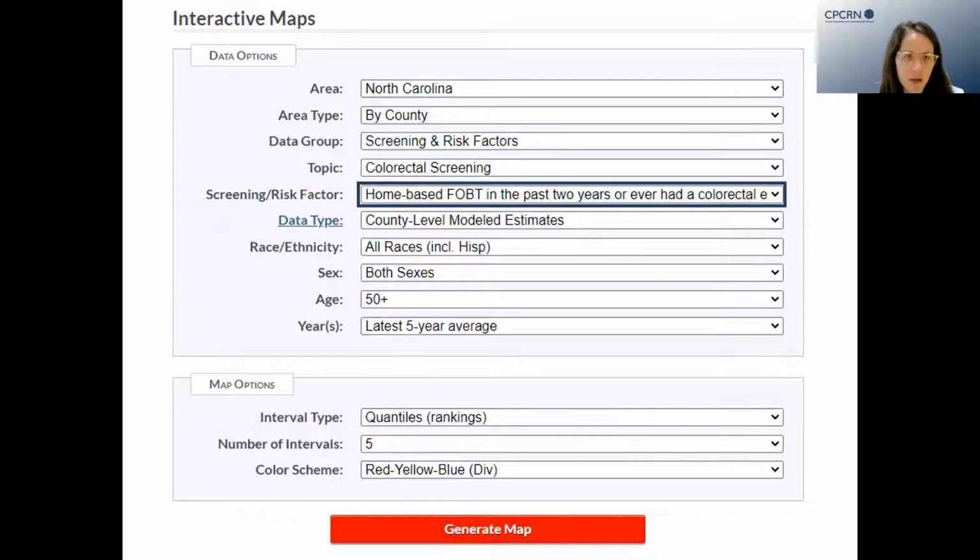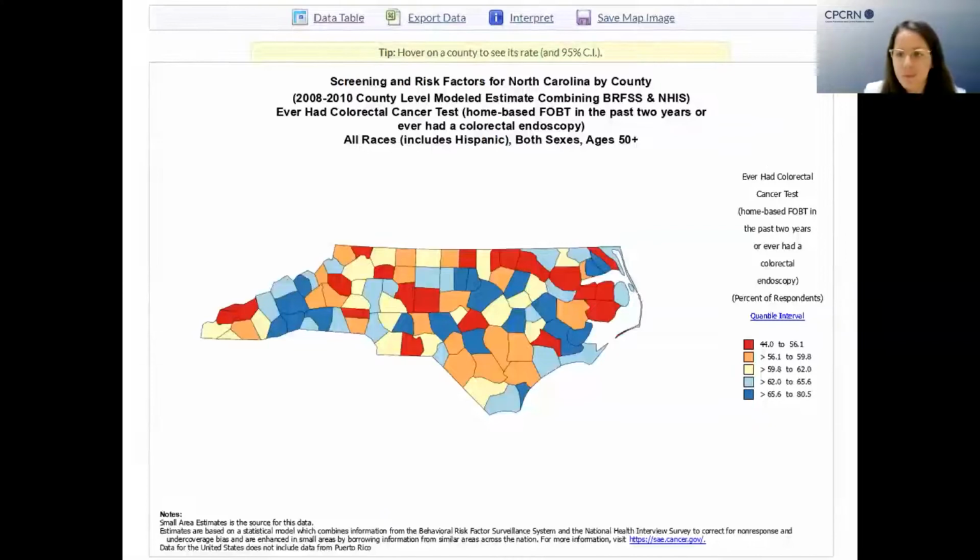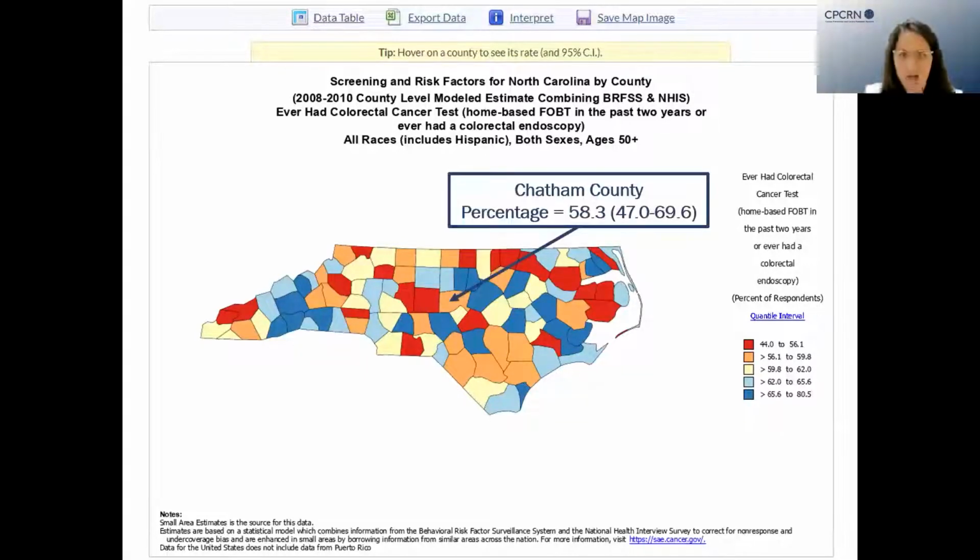So once you've clicked the options you want to see on your map, and there's a whole bunch of other ones you can explore later, you just click the Generate Map button down at the bottom, and that will take you to your map. So here, once you're on the actual website, if you hover your mouse over a county that you're interested in, you'll see the screening rates pop up. So when I hovered over Chatham County, I was able to see that the Chatham County screening rate is 58.3, which is kind of low if you look at it compared to that scale that they have on the right, because it's the orange color.